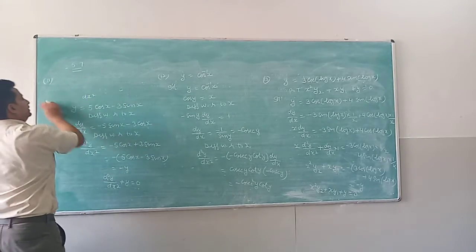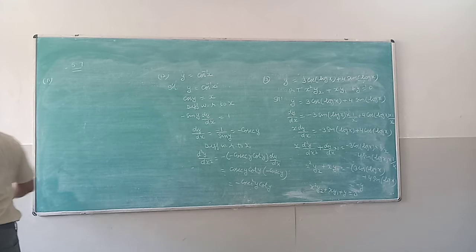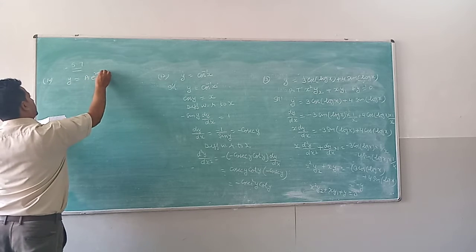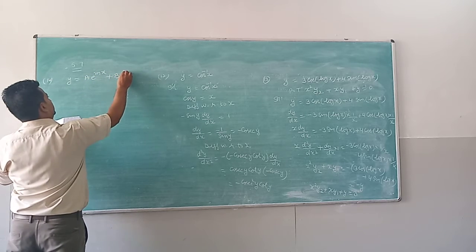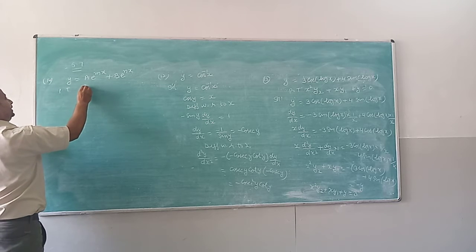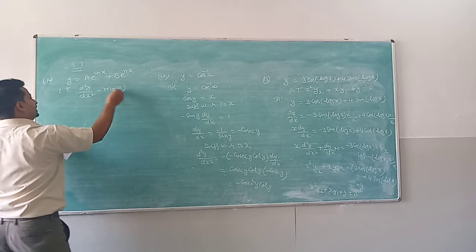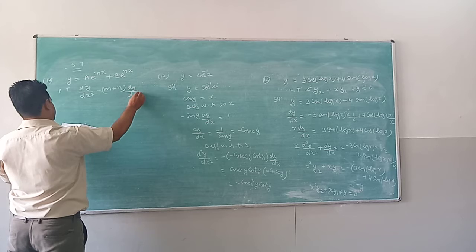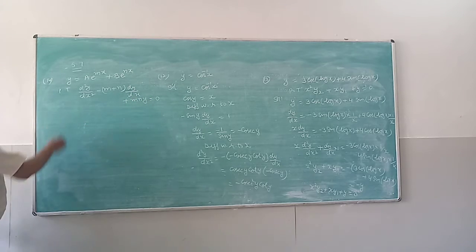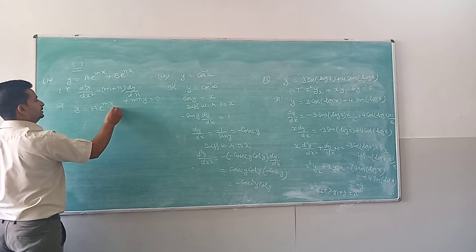In the next question, that's question number 14, the statement is y is equal to a e power mx plus b e power nx. We are required to prove d square y upon dx square minus (m plus n) dy upon dx plus mn y equals 0. For this, first we find dy upon dx.